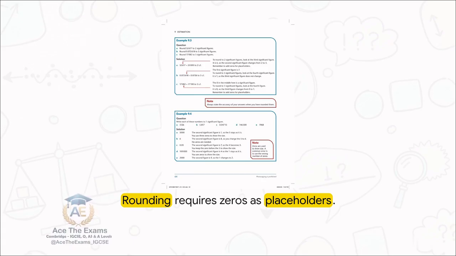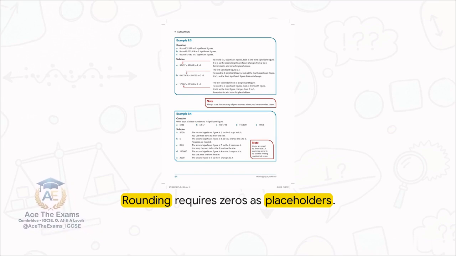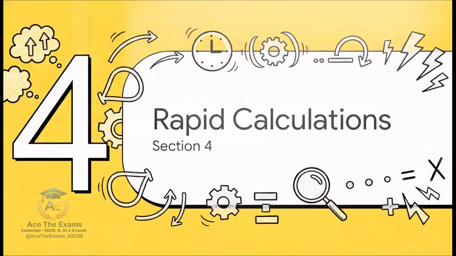But wait, we can't just write 53. 53 is wildly different from 52,000. Actually, as the source text warns, a super common error is using the wrong number of zeros. We absolutely must use zeros as placeholders to maintain the magnitude of the number, giving us a final answer of 53,000.